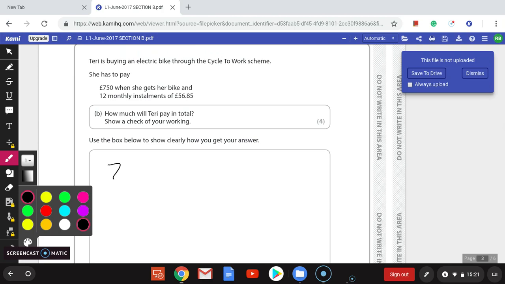So what we need to do is we need to do 750 plus 12 times by £56.85, right? Because that's what the question says. Although the biggest mistake made by students here is you need to understand something. You need to understand more complex ideas when you go to level 2, but for now, you need to know that multiplication should always take place before addition.